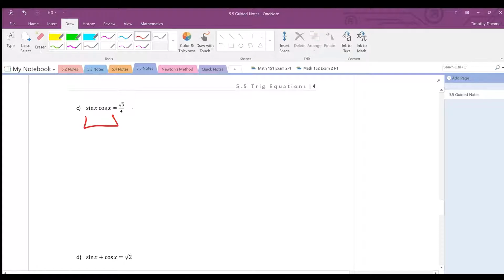So you might remember that you have an identity, a double angle formula, sine of 2 theta is equal to 2 sine of theta cosine theta. Now, we don't have 2 sine theta cosine theta, we have sine x cosine x. So the only thing we'd have to do to adjust this equation here is to divide by 2 or multiply by 1/2. So 1/2 sine of 2 theta is equal to sine of theta cosine of theta.